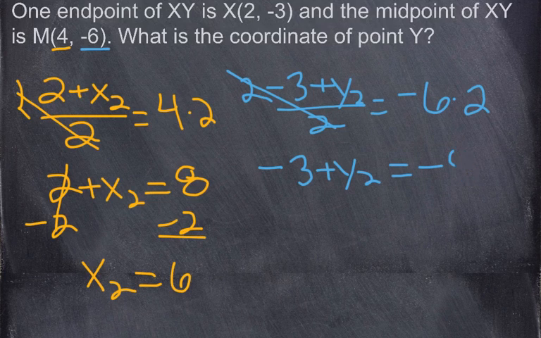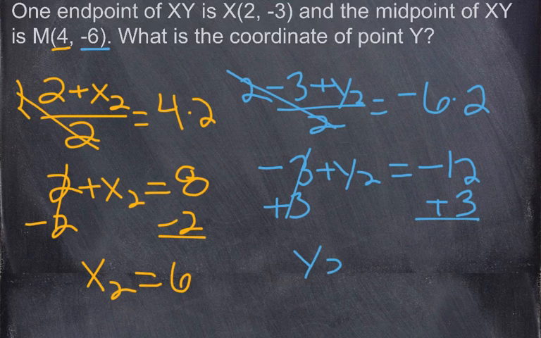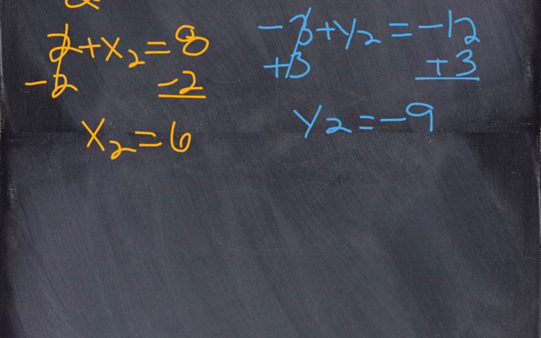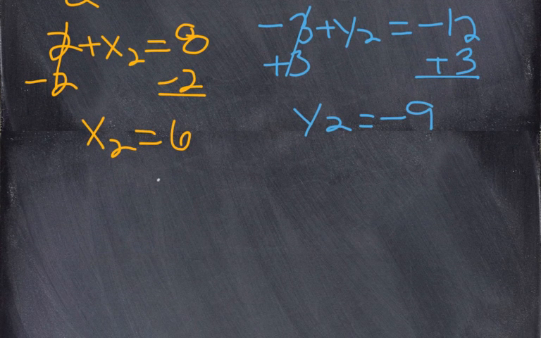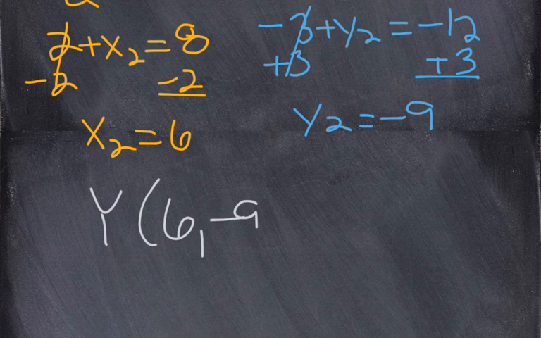Wow, that's totally wrong math. Sorry, multiply. It is equal to negative 12. Okay? Now our last step here is to add 3 to get y2 by itself. So we end up with y2 is equal to negative 9. And that is the coordinate for y. So we know the midpoint is M, and we need to find point Y, which now we'll write as our final answer. So Y must be 6, negative 9. Okay? That would be your final answer.